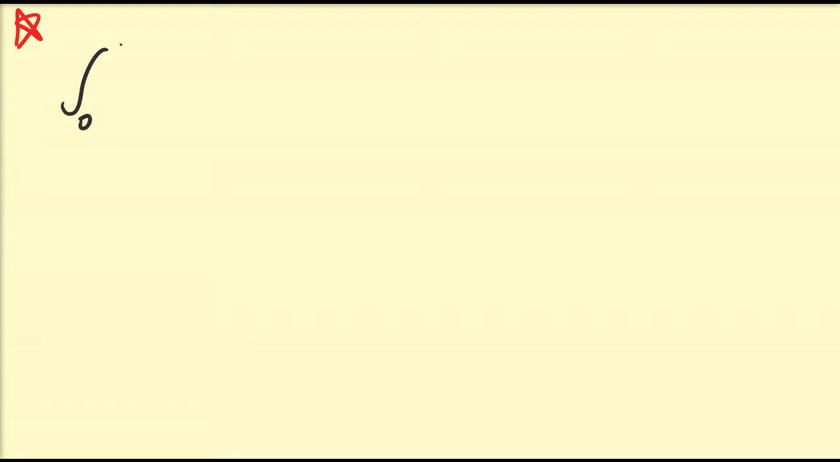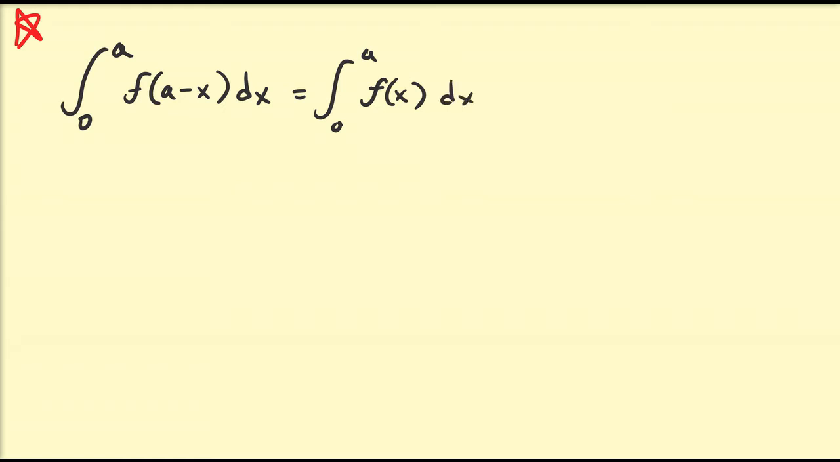Namely, the integral from 0 to a of f of a minus x dx is equal to the integral from 0 to a, so the same exact integral bounds, of just the basic function f of x dx. So we're going to prove this result and also do a couple examples and also develop its general form as well.